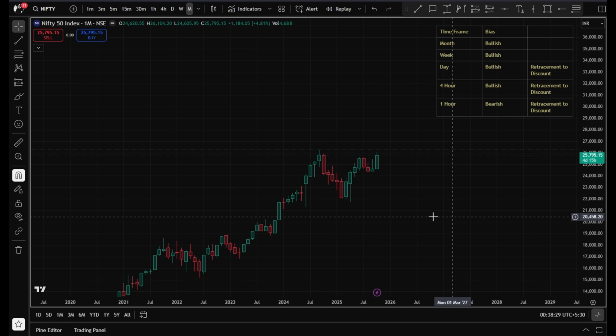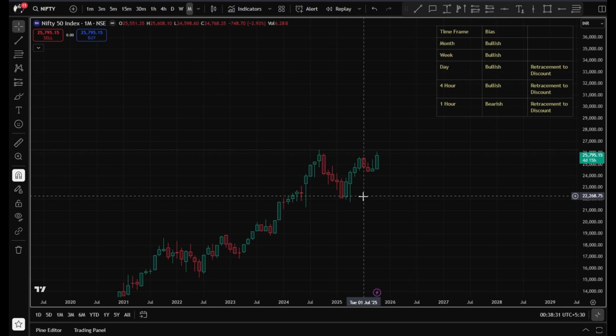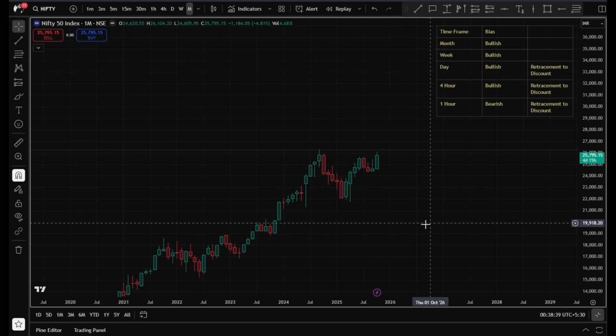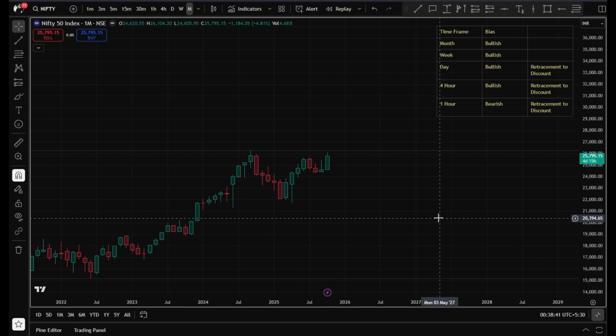So this is the monthly chart of Nifty. It is showing a bullish bias because this is a low created and this is another low created which is higher than the previous low. So the bias is bullish.